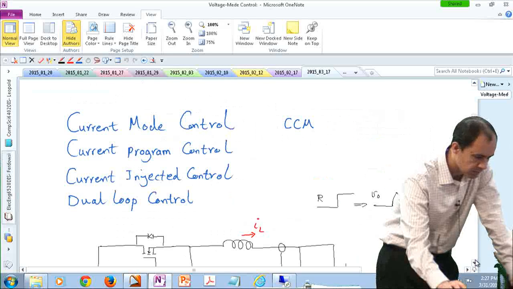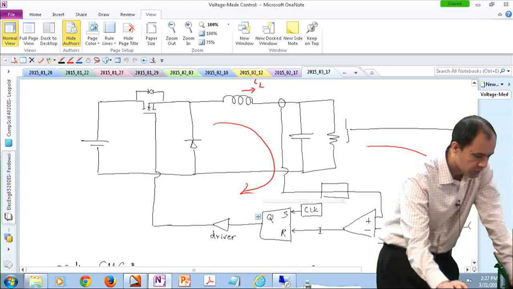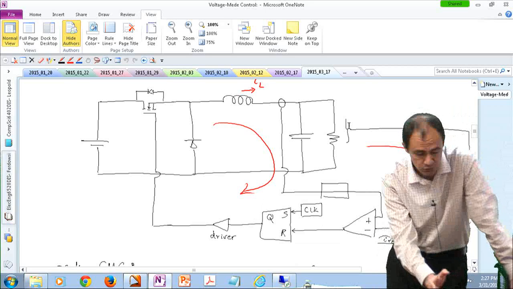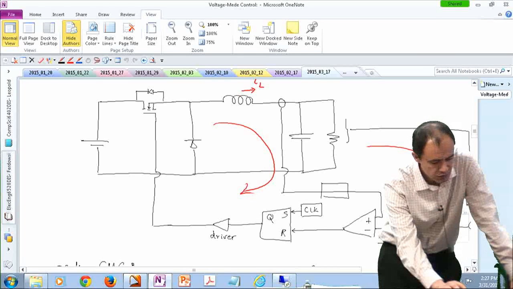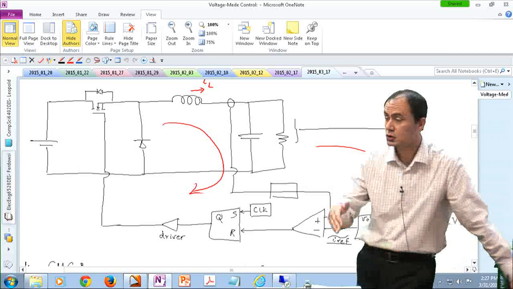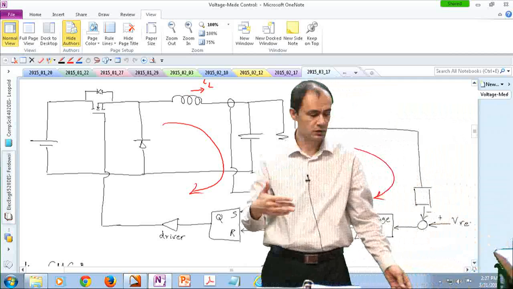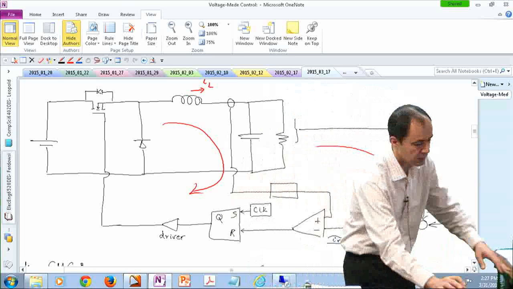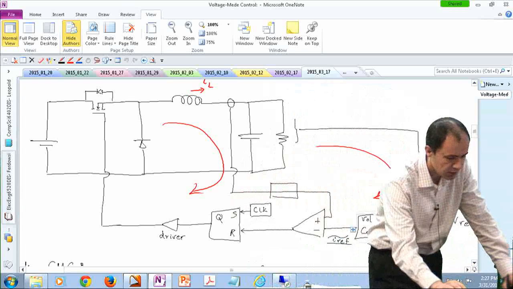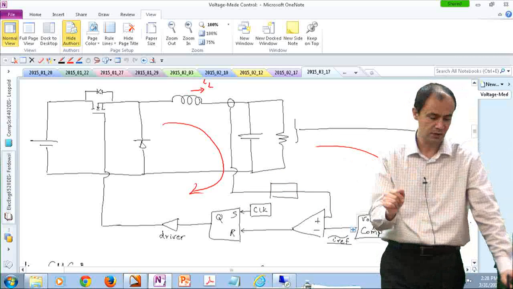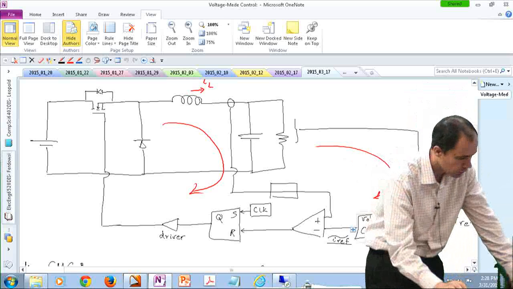We have a model for our current mode control, which is from this point all the way to the end, which is the output voltage. What should be the right transfer function for this voltage compensation network? You're measuring the output voltage, comparing it against a reference, getting this error signal over here, and then applying it to the voltage compensation network. So the question is, what is the right value for the voltage compensation network?